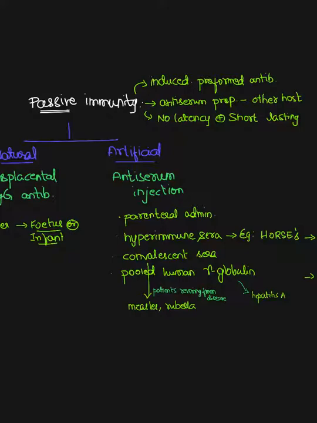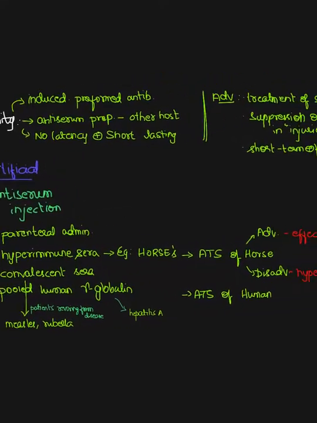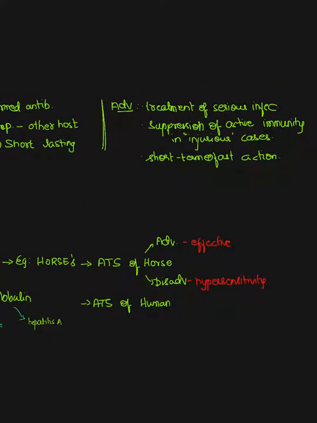There is almost no latency in this passive immunity, and it is a short lasting one. The advantage of passive immunity is that the treatment of serious infections can take place, and it also suppresses the active immunity, which is injurious in some cases. It is short term, but it is fast acting. Since it is fast acting, for example, in case of a snake bite, we cannot wait for the active immunity to act, so we give passive immunity to the person to treat it very fast.